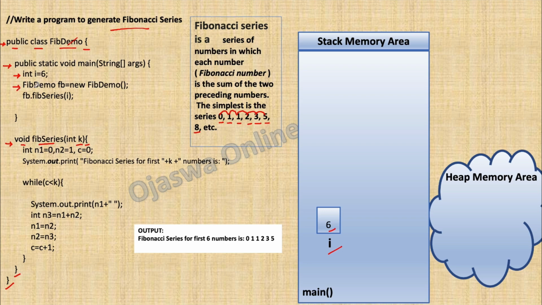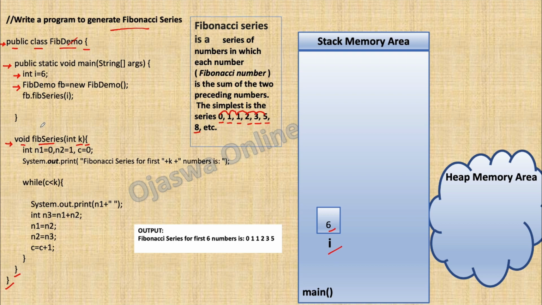Next statement is we are creating object of type fibdemo. So why do you need this object? We need this object because we need to invoke user-defined method fibseries, which is a non-static method. Whenever you want to call a non-static method, you need to call it using an object of the class. If you have static method, you don't need to create object of the class.